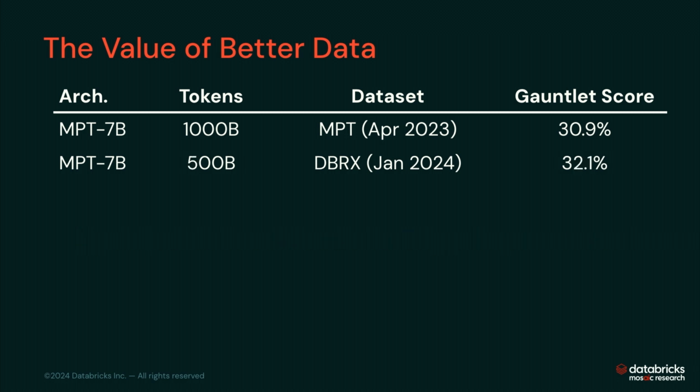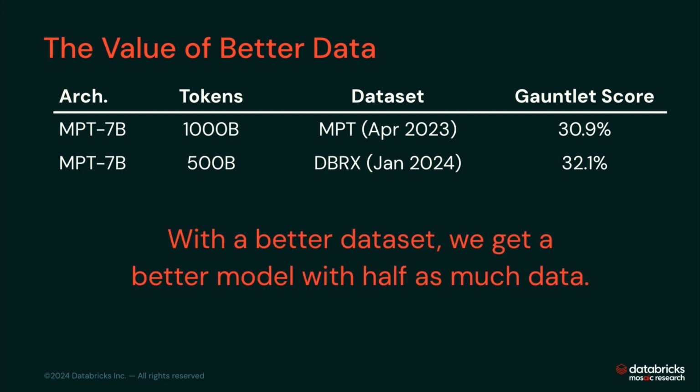Then we tried this cool experiment where we trained that same architecture on the DBRX data, but with half the number of tokens, and it still did better. The way to think about this, if you really want to: with a better data set, we get a better model with half as much data. Or every token of our new data set was worth twice as much as a token of our old data set. This is the power of data, and I don't think you should lose sight of that.